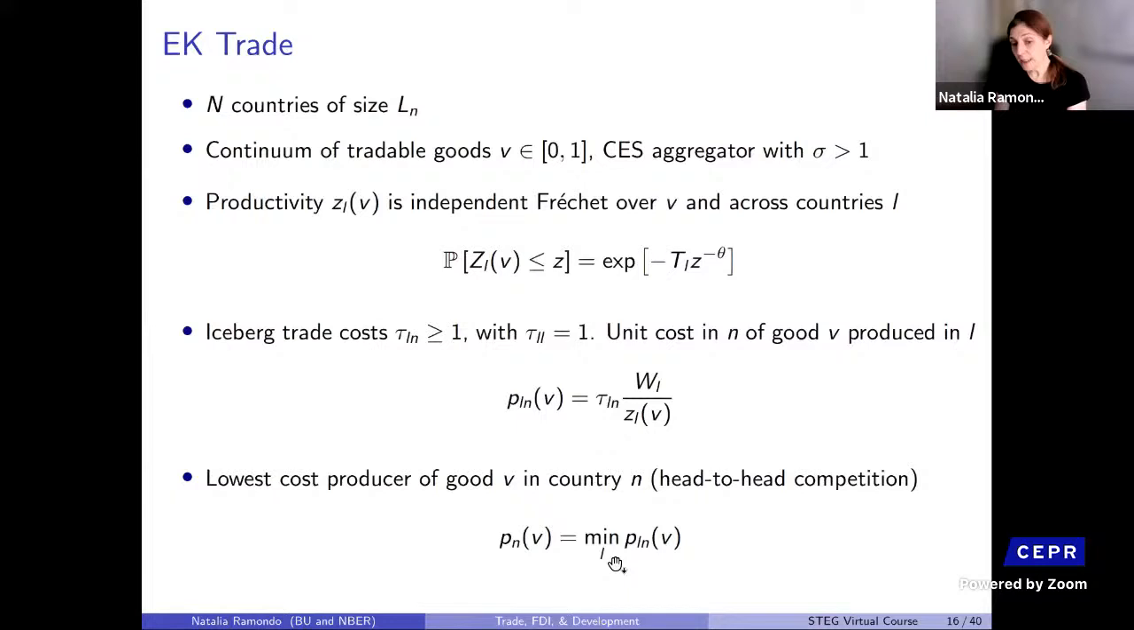And it's because of this head-to-head competition feature of the model that Fréchet is going to be really important for aggregation, okay? So at the end, we want this distribution here because we want nice aggregation. That's the whole point. So I'm going to talk more about that.